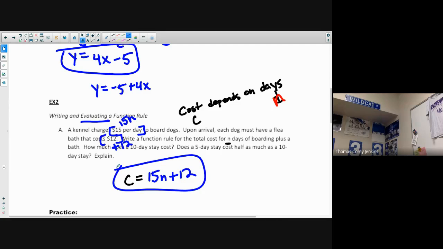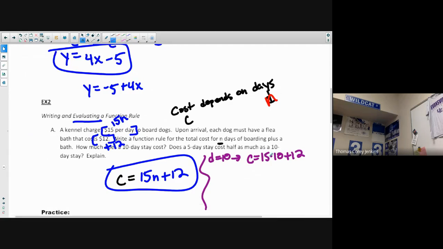So that takes care of the first part. And then it wants to know how much does a 10-day stay cost? And then it wants to know, does a 5-day stay cost half as much? So let's go a part at a time. So how much does a 10-day stay cost? So if D equals 10, in other words, what does C equal? The C would equal 15 times 10. Plug in 10 for your input variable, and then apply the rule.